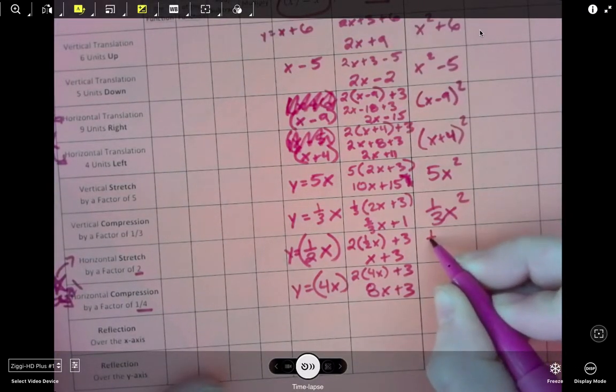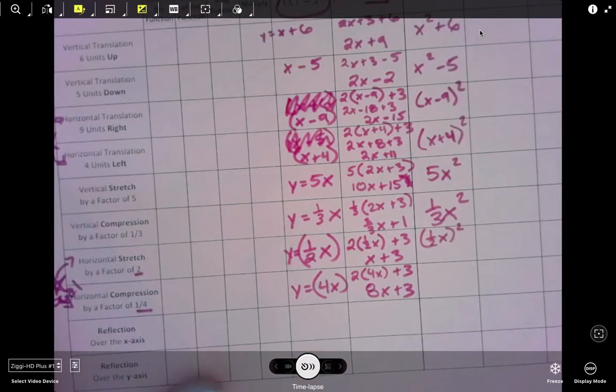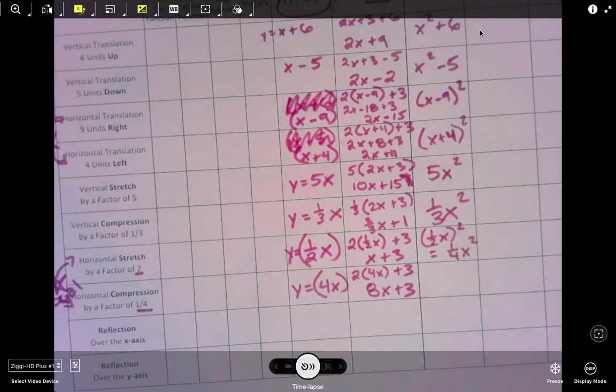1/2 x is going to go inside parentheses. Okay? But then 1/2 squared is 1/4. So if you want to get it out of the parentheses, which I would encourage you to do there, you don't have to FOIL or anything, you just have to distribute the square. It actually comes out to 1/4 x squared, right?